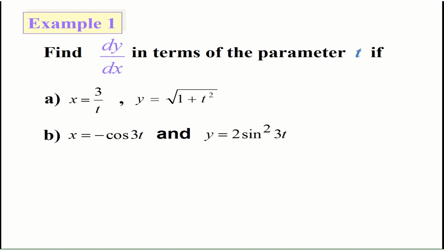Let's look at example 1. Find dy over dx in terms of the parameter t if x equals 3 over t, y equals square root of 1 plus t squared. This is the first equation. The second equation is: find dy over dx in terms of the parameter t if x equals negative cos 3t and y equals 2 sine squared 3t.